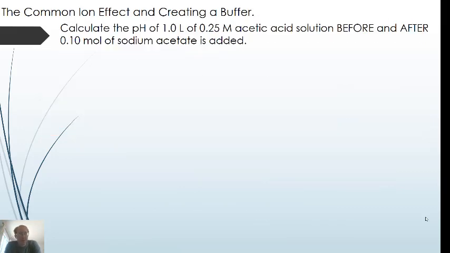So let's look at an example of exactly what I mean by that. Let's calculate the pH of a 1 liter 0.25 molar acetic acid solution. And we're going to do two calculations. We're going to calculate just that solution, and then we're going to calculate it again after I add 0.10 moles of sodium acetate. And so we're going to have two pHs, and we're going to see how they go. According to the previous slide, after I add that sodium acetate, my pH should increase.